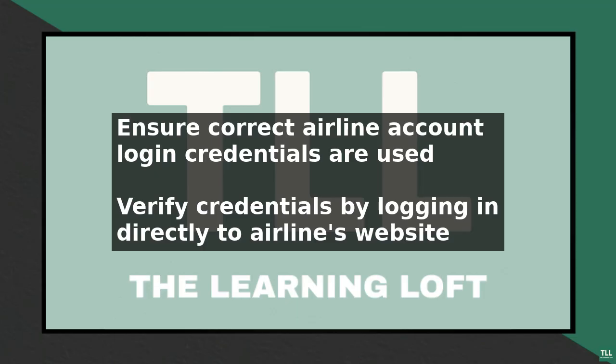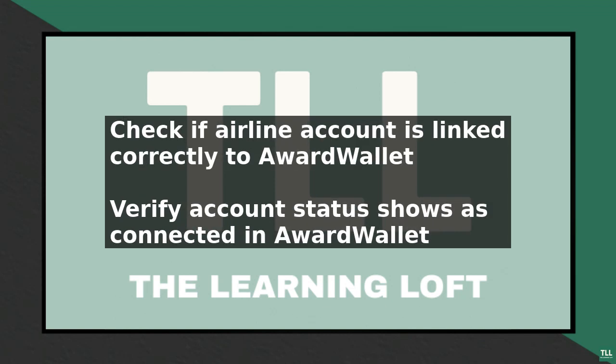Next, check that your airline account is linked correctly to AwardWallet. Log into your AwardWallet account and navigate to the Linked Accounts section. Look for the airline account you are trying to troubleshoot and verify that the account is listed and the status shows as connected. If the account is not listed or the status shows as disconnected, try relinking the account.